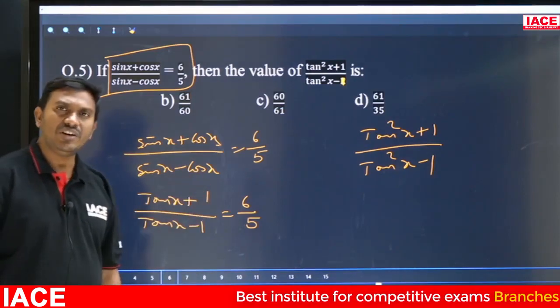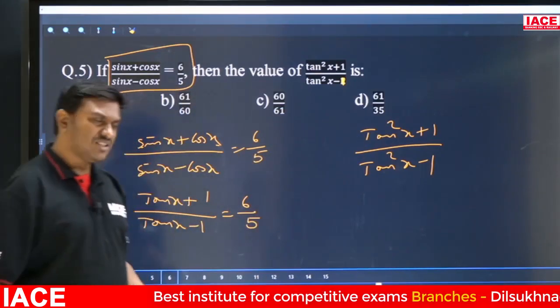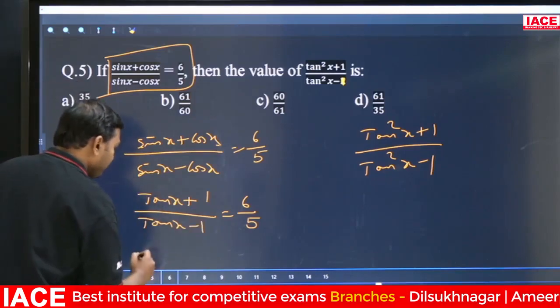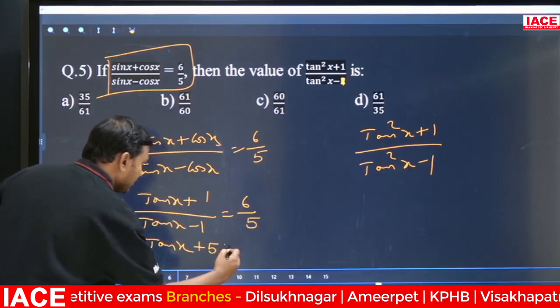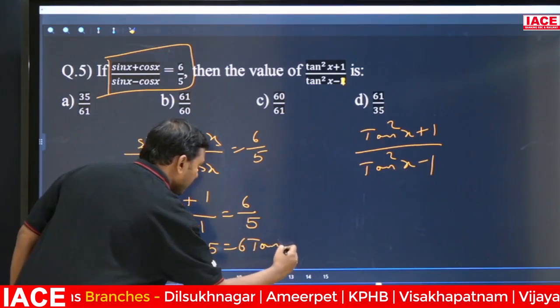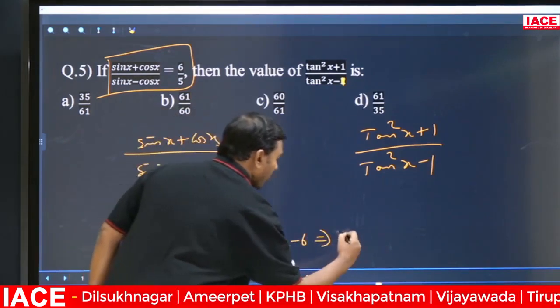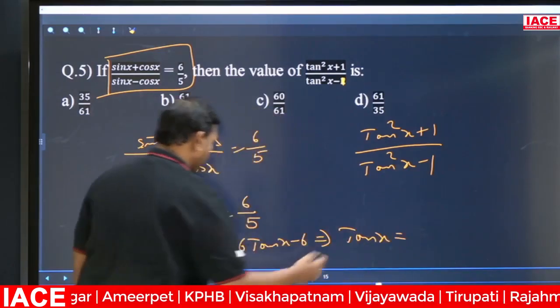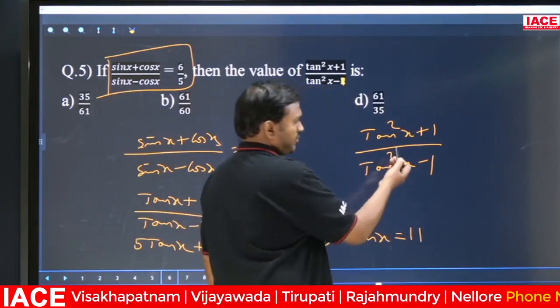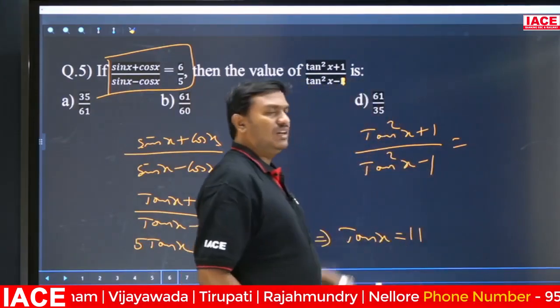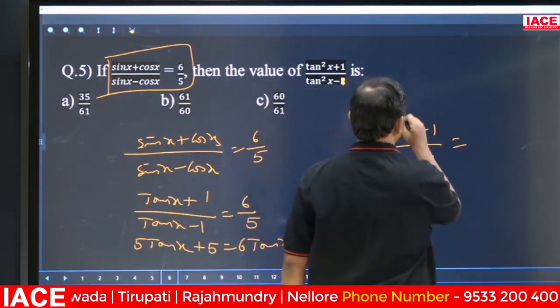So the total equation is converted into tan x, or not? So we have to find tan x only. That's it. Cross multiply. What will come? 5 tan x plus 5 equal to 6 tan x minus 6. Implies what is the tan x value? Tan x equal to 11. Substitute here. That is 11 square. 11 square is how much? 121.